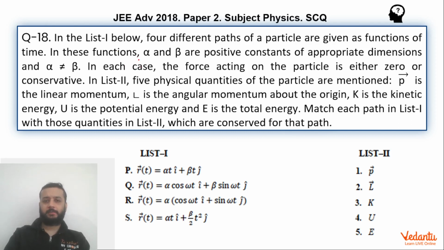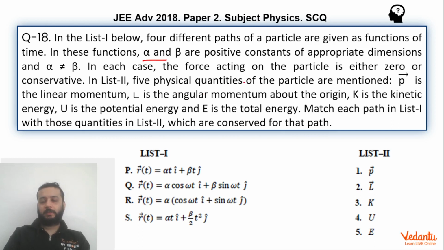In this question, it has been given that there is a particle which moves in four different ways. In entry P, the movement is governed by this equation; the position vector is varying as per this equation. In entry Q, the position vector is varying according to this law, and so on and so forth. Alpha and beta are positive constants.